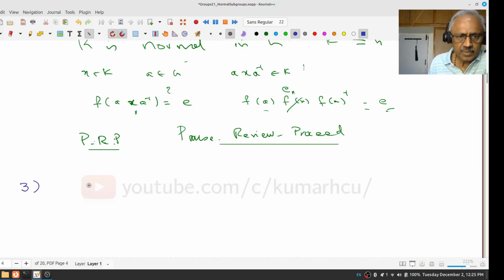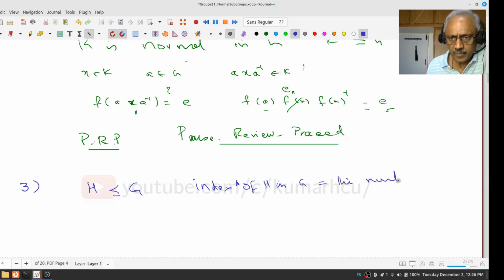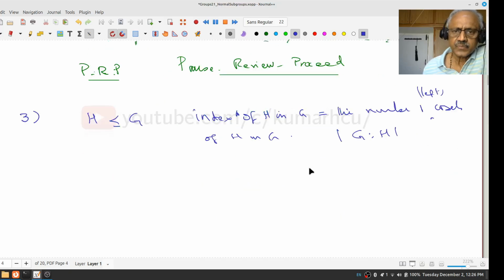The third example, suppose H is a subgroup of G, but the index of H in G, that is, remember, that's the number of cosets. If you want left cosets, you can also do it with the right cosets of H in G. We usually denote it by G:H with the bar. Suppose that is equal to 2, then we claim H is normal in G.